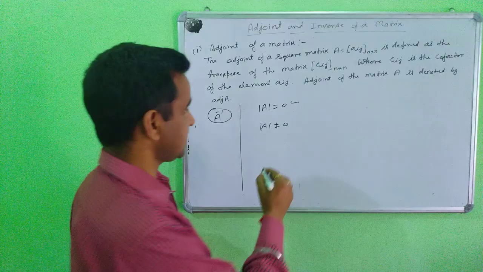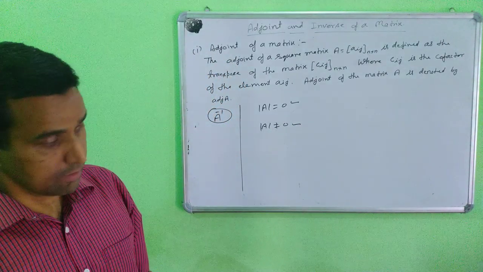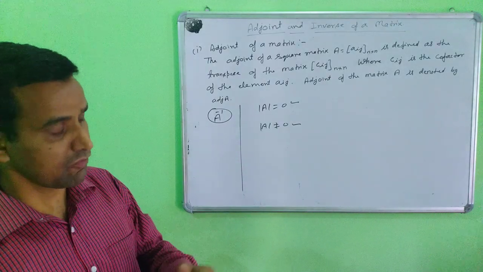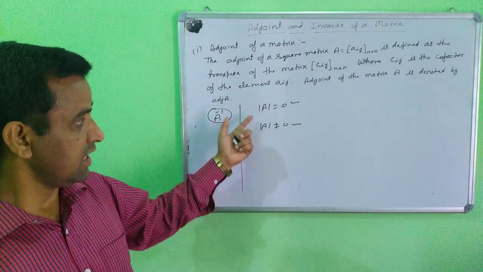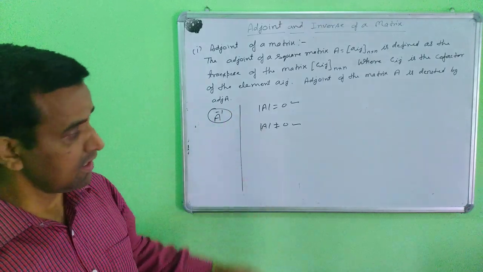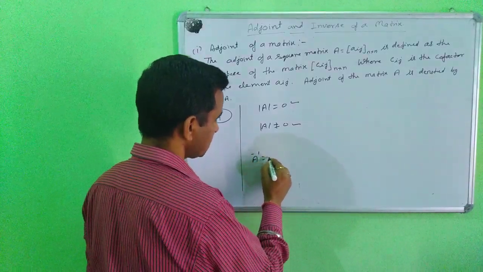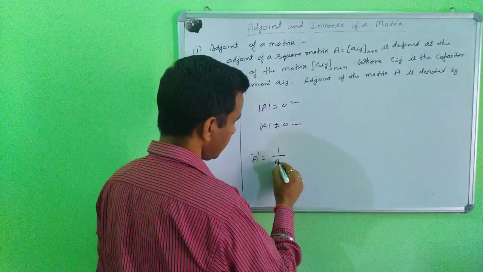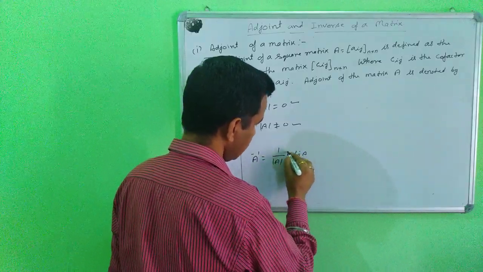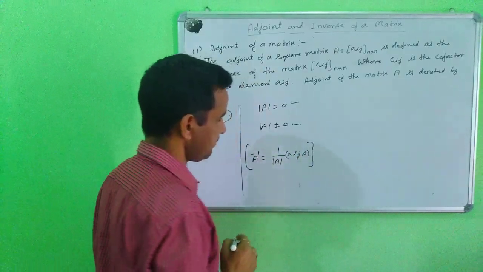So first you check the value of the determinant of A, to see whether the inverse is possible or not. In this case the inverse is not possible, in this case the inverse is possible. After that you find A inverse equal to 1 upon the determinant of matrix A, multiplied by adjoint A. You multiply these here. With this method you find the inverse of the matrix.